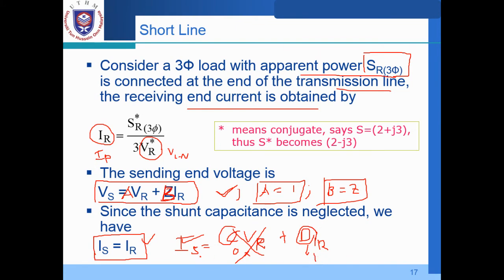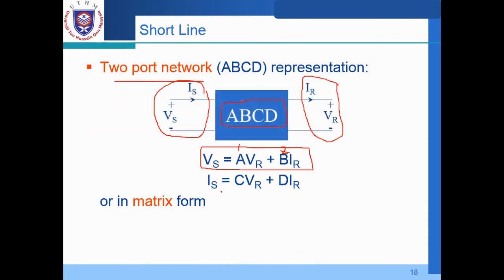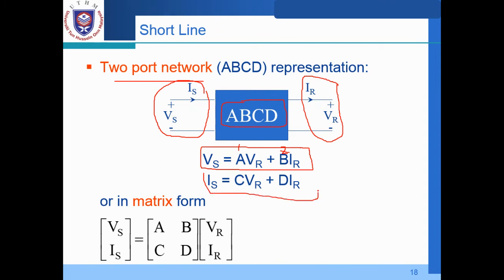Okay, so we have the same equation, I_S equal to I_R, where basically we can represent I_S equal to C V_R plus D I_R, and C is 0 and D equal to 1 here. So from the second equation, C is obviously 0 and D is 1. Or in matrix form, we have V_S, I_S equal to A, B, C, D times V_R, I_R.